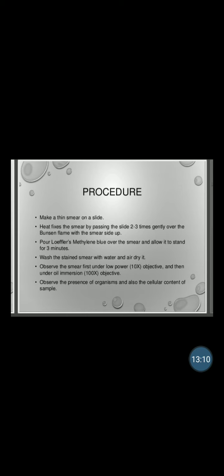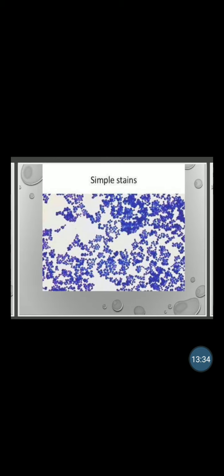Then observe the smear first under the low power objective, that is 10x, and then under the oil immersion objective, which is 100x. Keep in mind the 100x is called the oil immersion objective. Observe the slide for the presence of organisms and also the cellular contents of the sample. Here we can see the image of the simple stain.